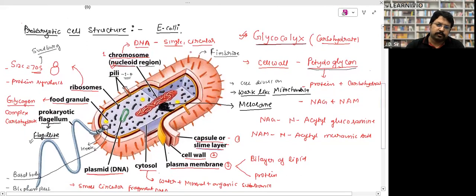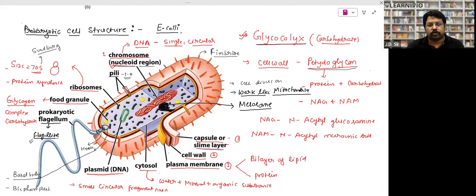Okay, this is important. This is the structure of a bacteria. Now let me discuss with you one by one.